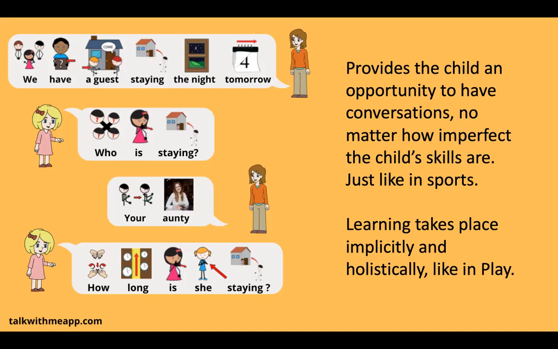So Talk With Me is just like that. It's just like that game at the end of the day, where all these skills you're learning in other therapy come together. So that's why Talk With Me complements other therapy very well. Talk With Me is play, and learning takes place implicitly and holistically. That's how it is in any kind of play. So that's why we say that it doesn't matter how imperfect the child's skills are. It doesn't matter how well you dribble or pass or catch. You still play that game, and you learn dribbling as a consequence of playing that game, and also, of course, as a consequence of learning it separately that you do in other therapy.